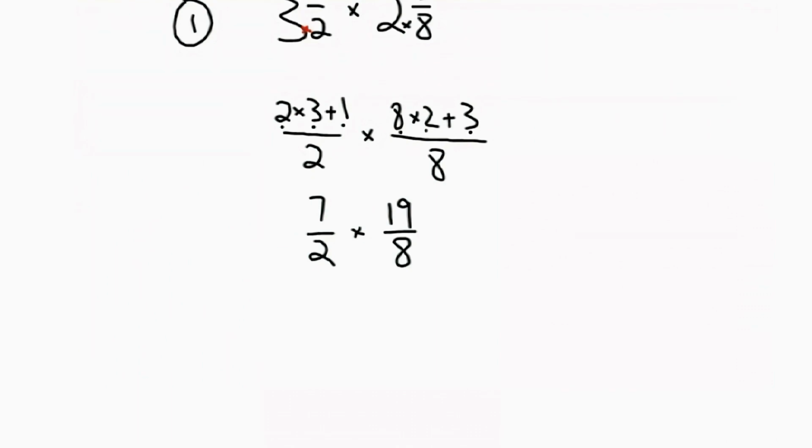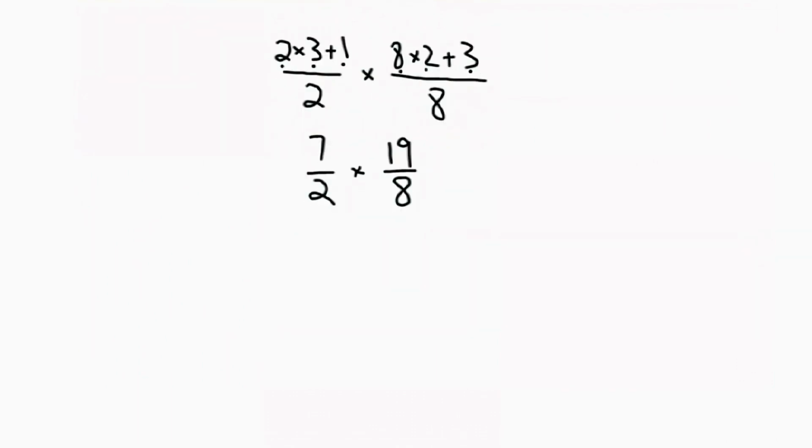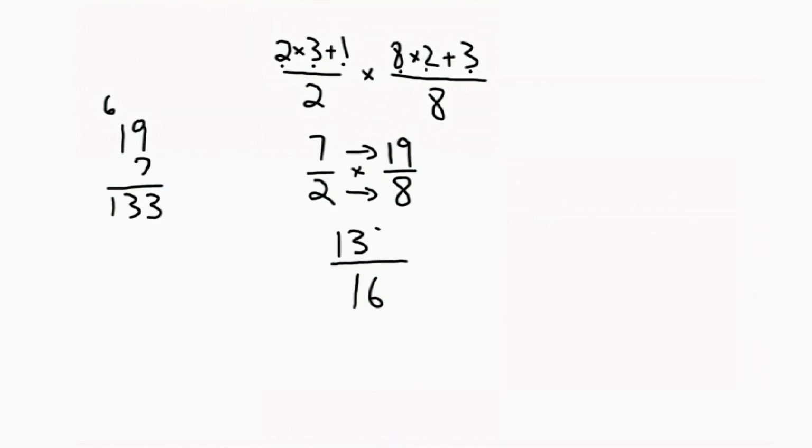Now we follow our rules for multiplying fractions, and we simply multiply straight across the top and straight across the bottom. The denominator is no problem: 2 times 8 is 16. Now, for 7 times 19, maybe you can't do that in your head, so maybe we need to do some long multiplication here. 9 times 7 is 63. And remember, we bring the 6 up. 1 times 7 here is 7. 7 and 6 is 13. So we'll end up with 133.